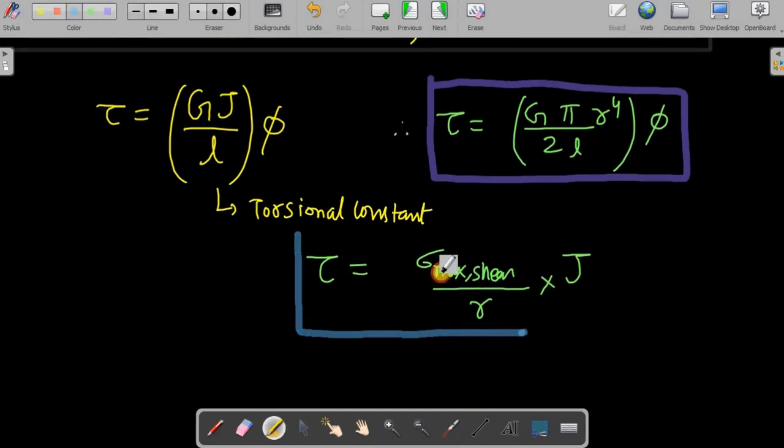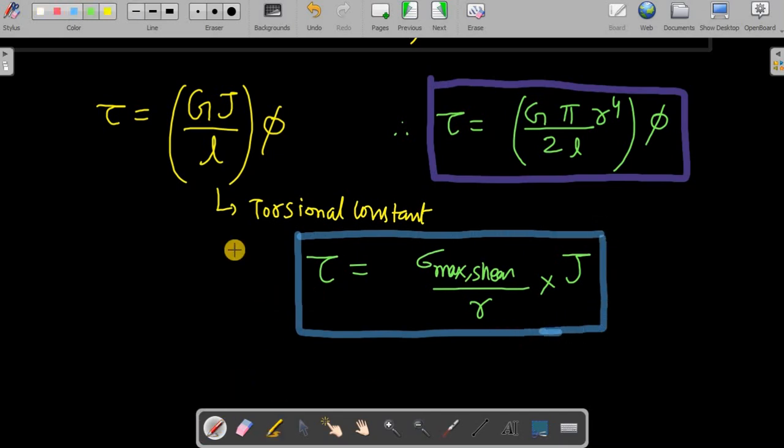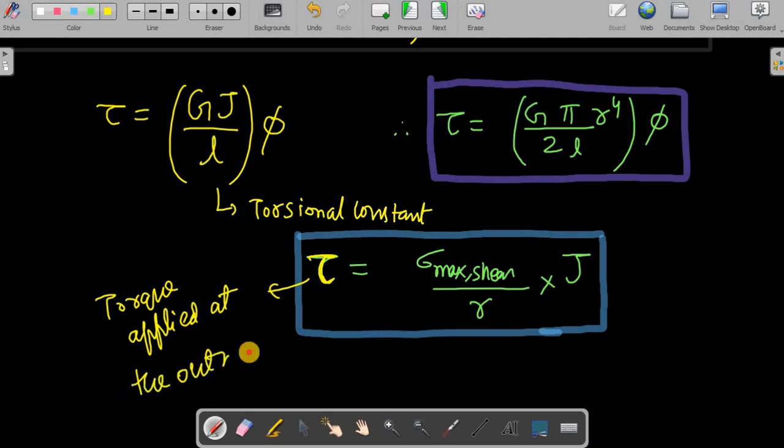If you know the maximum shear stress, you can substitute and find out the maximum torque that is applied at the surface. Remember, this is the torque applied at the outermost surface of the shaft, right? So using that we will be able to calculate this. So this is like the maximum torque, you can say.